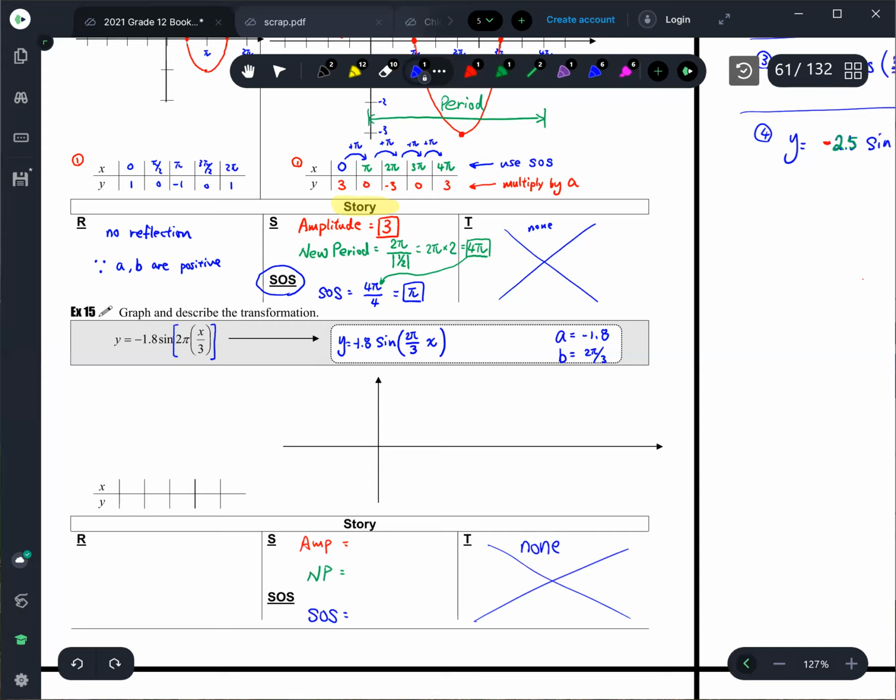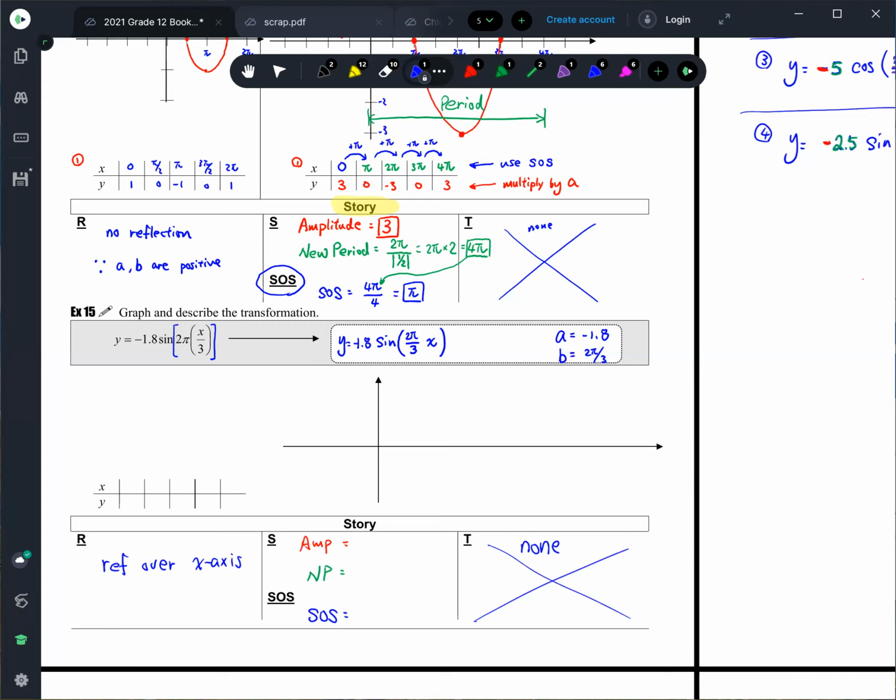Okay, let's start with the reflection. Chris, what's the reflection here? Reflects over x-axis. Very good. We have a negative on the A, so we get reflection over x-axis. Okay, Caleb, what's the amplitude? 1.8. Very good. Please ignore the negative sign when you talk about amplitude or new period.